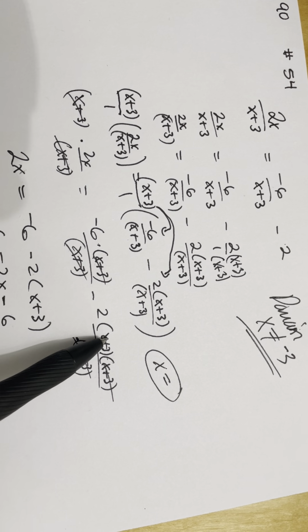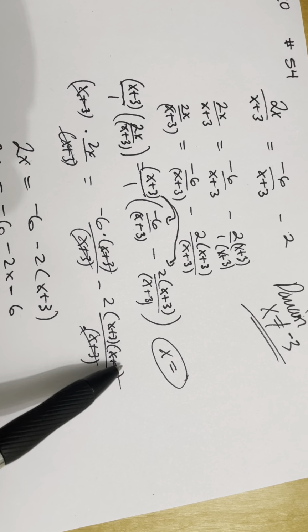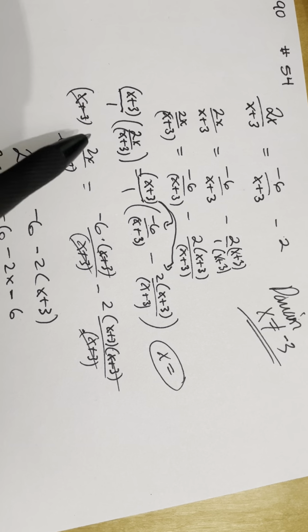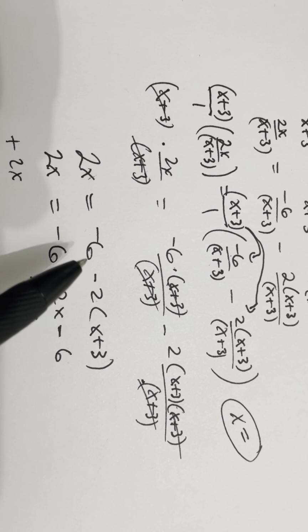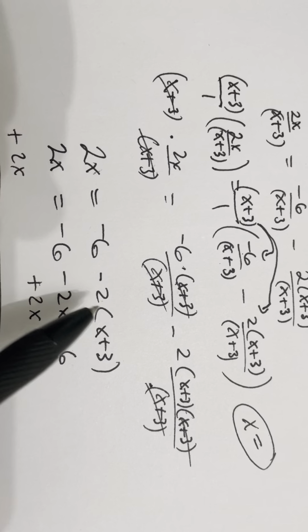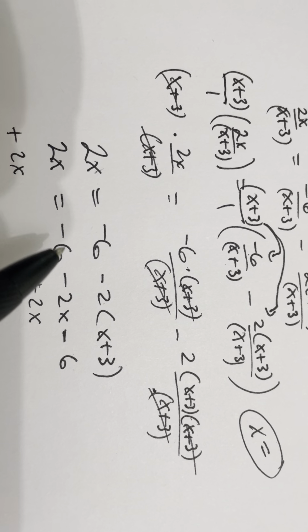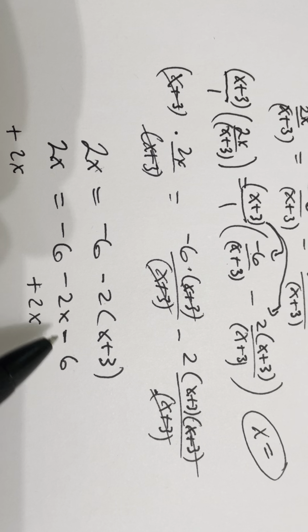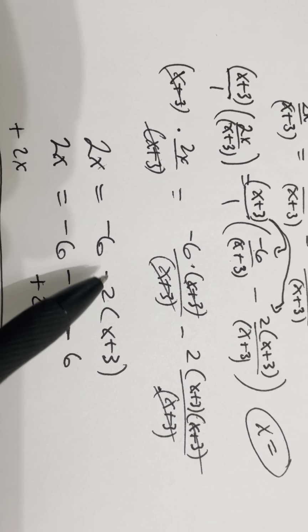Now I have 2 times x plus 3 times x plus 3, and in the bottom I have the x plus 3. Cancel, cancel, leaving me with 2x is equal to negative 6 minus 2 times the quantity x plus 3. Take your negative 2 and you distribute it to both, and you end up with 2x equals negative 6 minus 2x minus 6. Remember, that negative is going here, that negative is going here. And a positive times a negative gets us that negative, so we can treat it as subtraction.